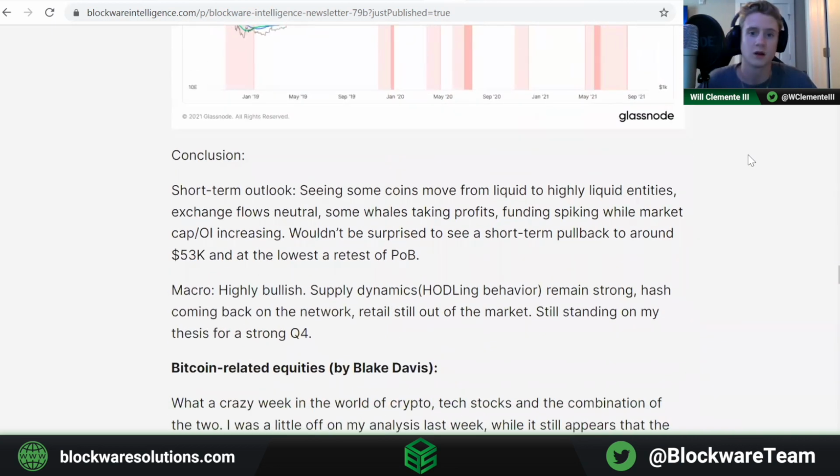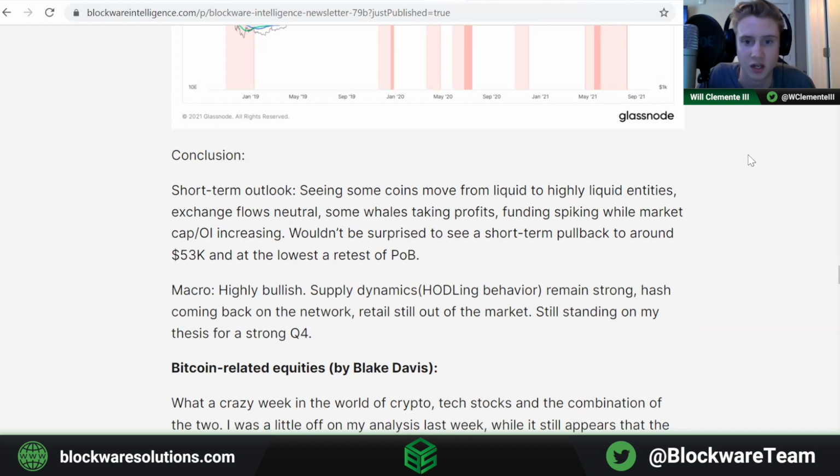So short-term outlook, we're seeing some coins move from the liquid to highly liquid entities. Exchange flows are neutral. Whales are taking some profits. Funding has been spiking over the last 24 hours while market cap to OI is increasing. Wouldn't be surprised to see a short-term pullback to perhaps around 53K. And at the lowest, maybe a retest of that point of breakdown for May. But macro still highly bullish.